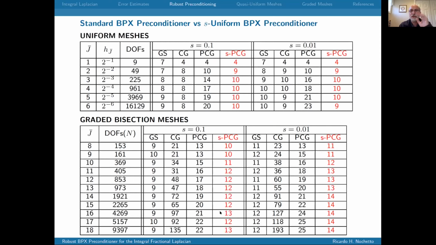But before showing you the theory, I'd like you to take a quick look at this table, where you see uniform meshes and graded meshes. This is the conjugate gradient method using the regular BPX, and this is the one that is scaled to take into account S. And you can see it is robust across S, even for S very small, both for uniform and graded meshes.